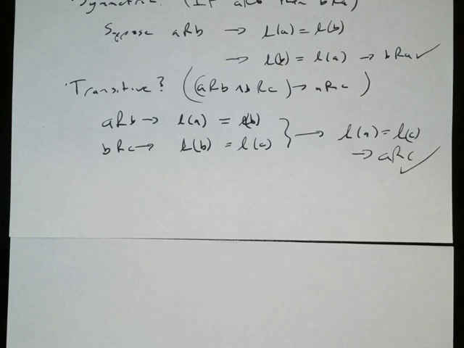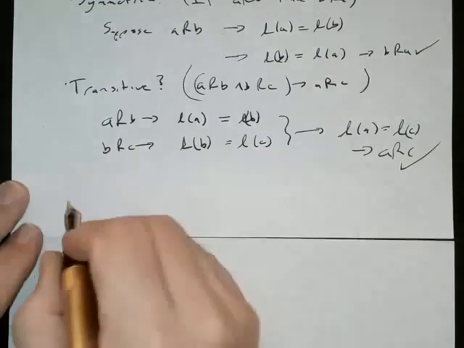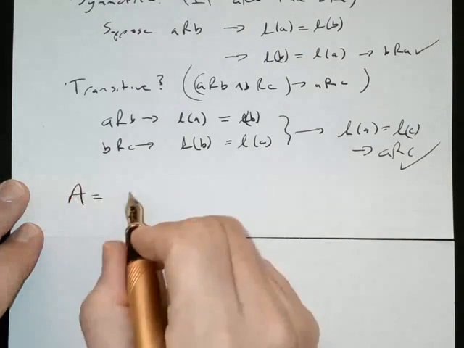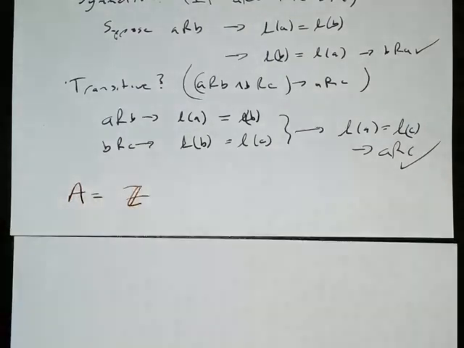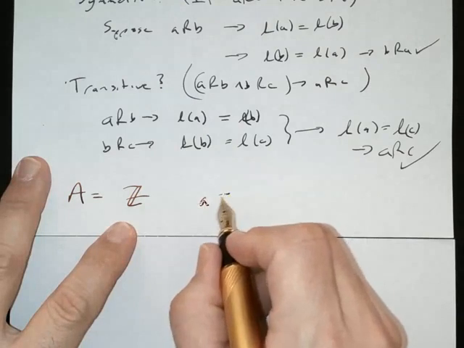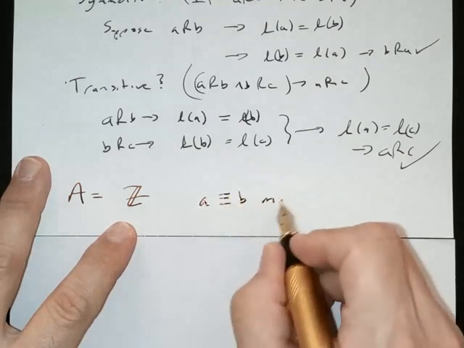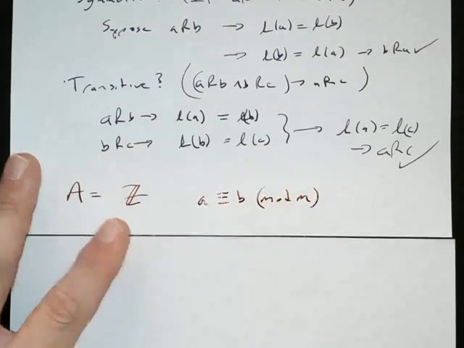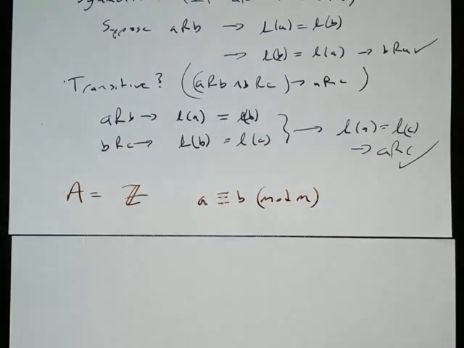But we've already done this. We've already done equivalence relations, but we didn't think of them that way. A is equivalent to B mod M. I even used the freaking word. How do I know when two integers are equivalent mod M?